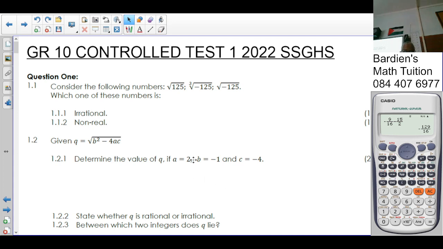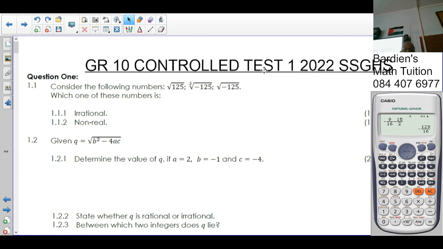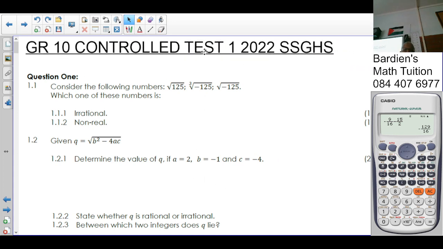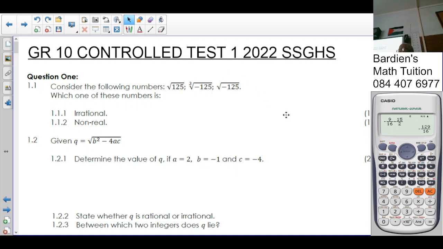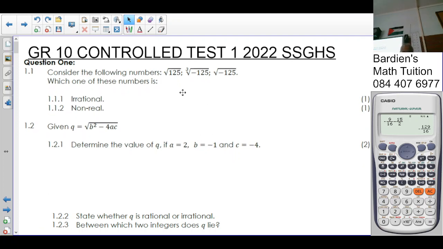Okay. So we're looking at control test 1 of 2022. This is the control test you guys have written. Please take note of what you're supposed to have written to get the mark for the question. Not what you guys have written.